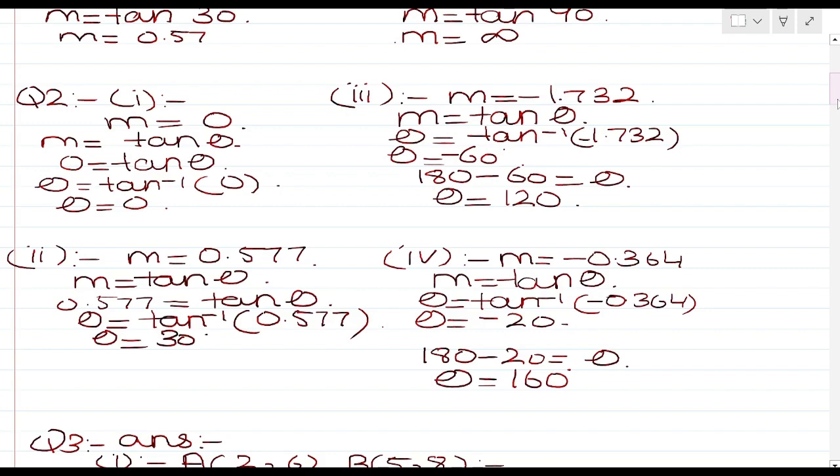In the fourth part, here the value of m is given as negative 0.364. So what will happen now? We will take the tan inverse of negative 0.364. So that is negative 20. But we know that degrees can't be negative. So we will subtract this value from 180. That means 180 minus 20 degrees will be our new inclination. So that is 160 degrees.